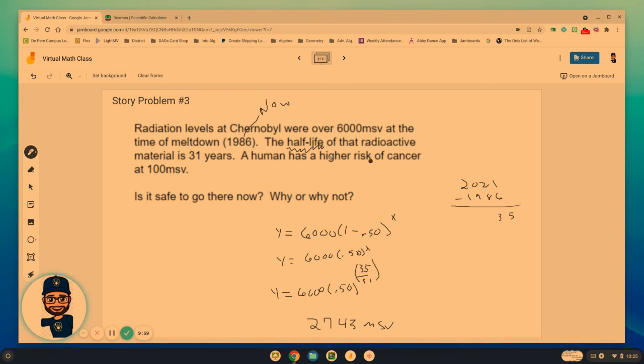Is it safe to go there now? If you have a risk, if it's 100 or higher, it's not safe yet. We probably shouldn't go to that area because it still has some radiation levels that are over that 100. Okay, half-life is 50% though, 50%. And again, anytime that we don't have an exact time frame, 31 years for the half-life, or if something is doubling every 10 years, we have to make sure we divide by that number.